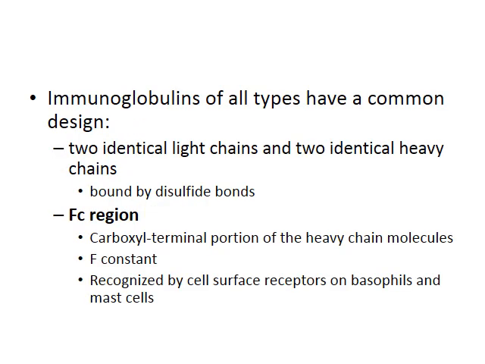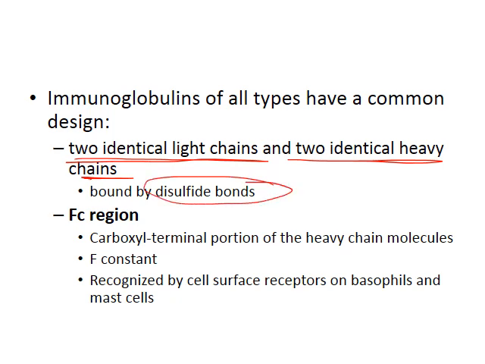So, all immunoglobulins have a few things in common. One, they're going to have two identical light chains and two identical heavy chains. These are going to be bound together by disulfide bonds. What that means is you'll have an amino acid with a sulfur group, another amino acid with a sulfur group, and these two will bind together to produce a sulfur-sulfur bond.